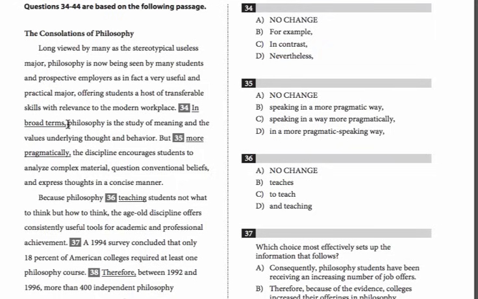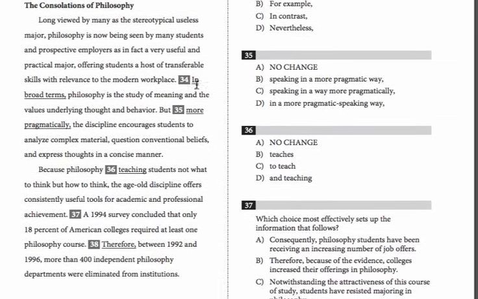This is saying in broad terms, and then it says what philosophy is in broad terms. That's fine. Everything else is totally wrong and dead. All right, 35. "But more pragmatically, the discipline encourages students to analyze complex material, question conventional beliefs, and express thoughts in a concise manner." So, "but more pragmatically", in other words, but more practically, the discipline encourages students to do certain things. I don't hate that. That seems kind of legit to me. I don't see a really big reason to change it.